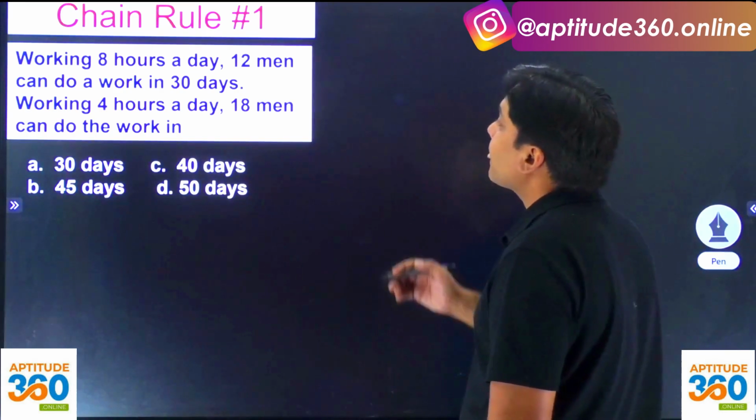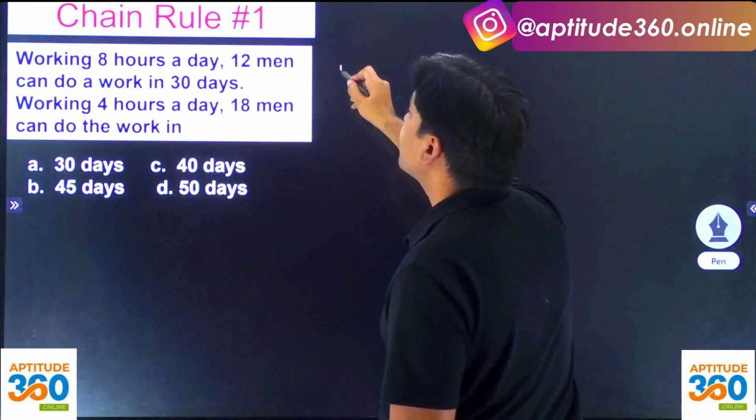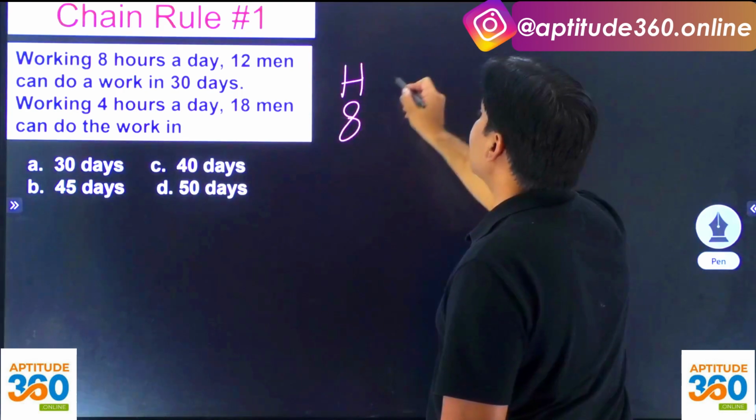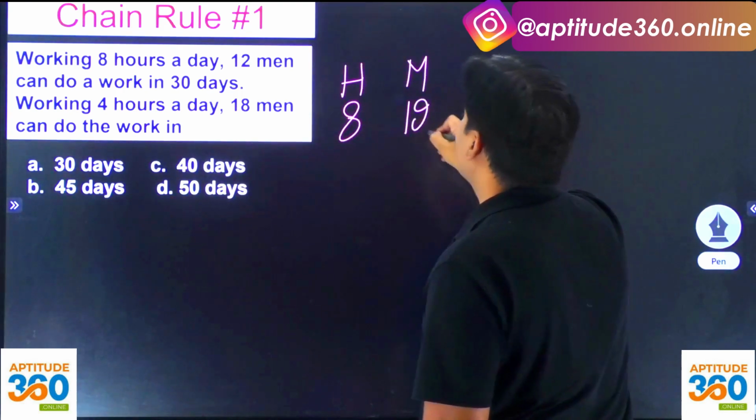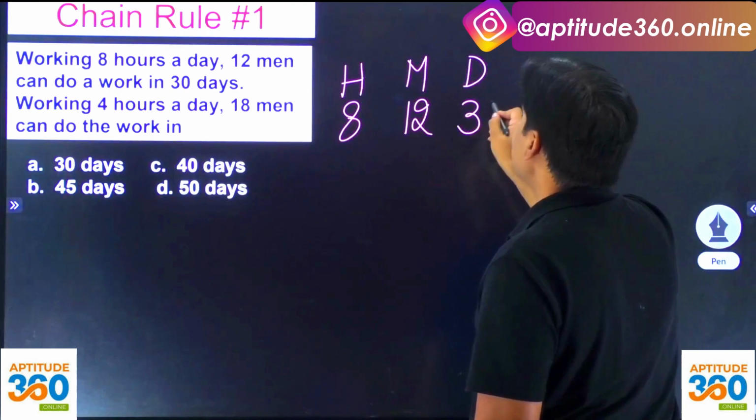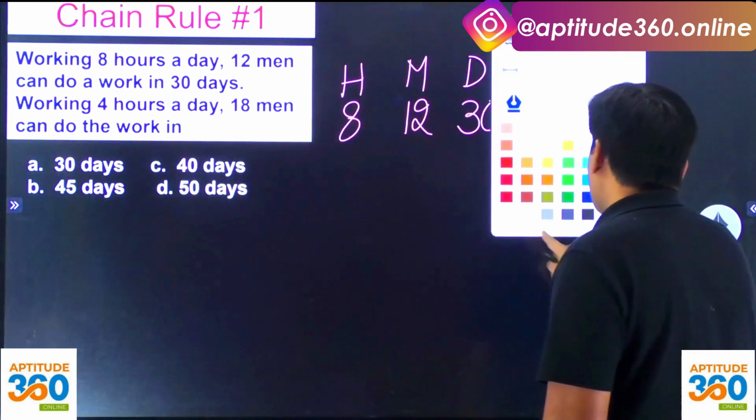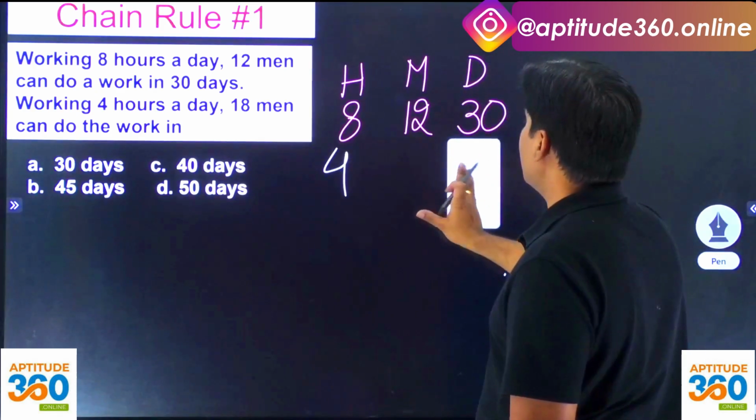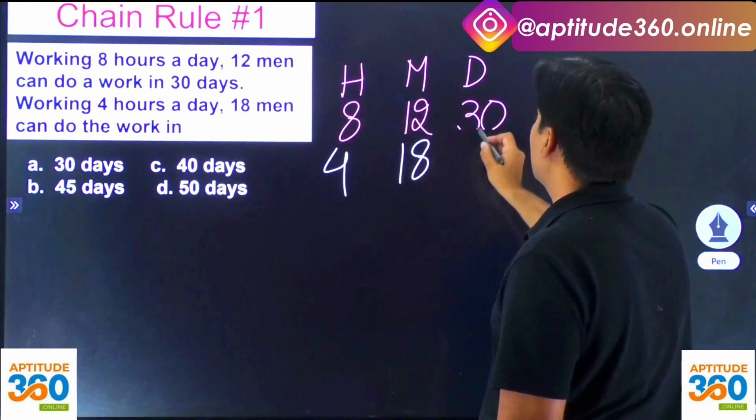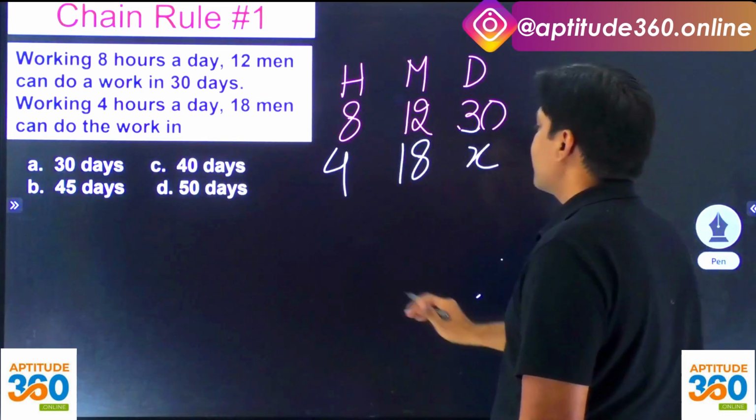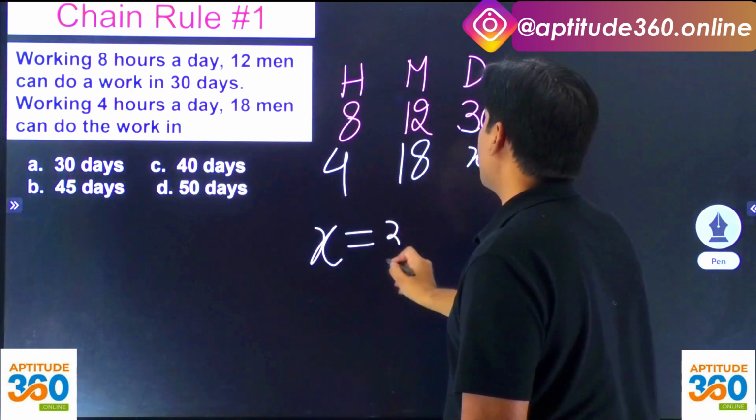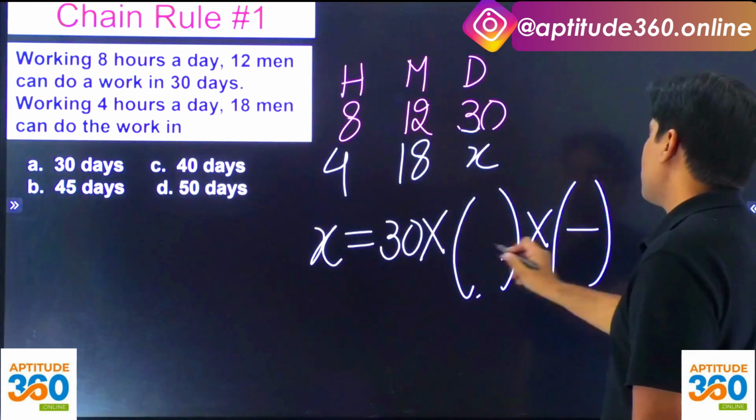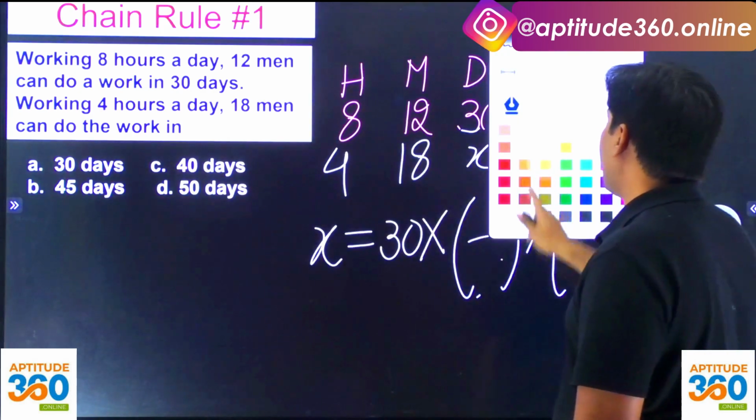So this problem says that you have got 12 men working 8 hours a day. 12 men can do a piece of work in 30 days, right? So working 4 hours a day, 18 men can complete the work in how many days? So understand this. The value of X is going to be 30 into 2 ratios, 2 fractions. What is going to be the value out here?